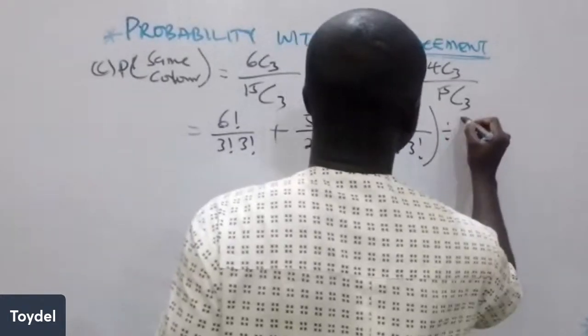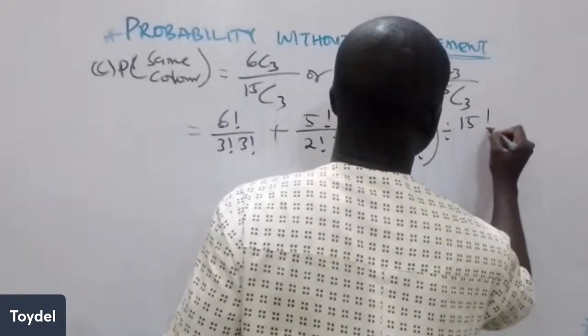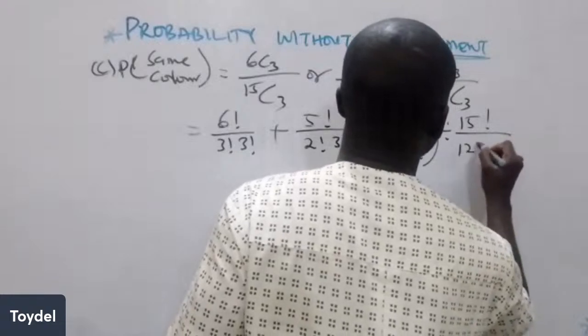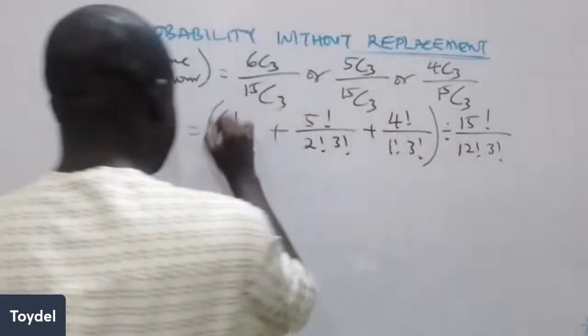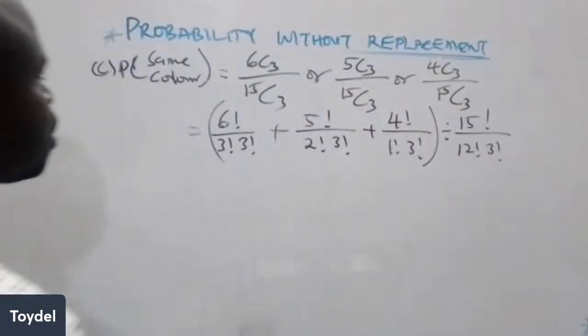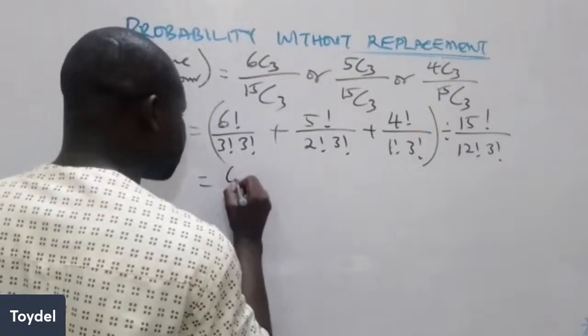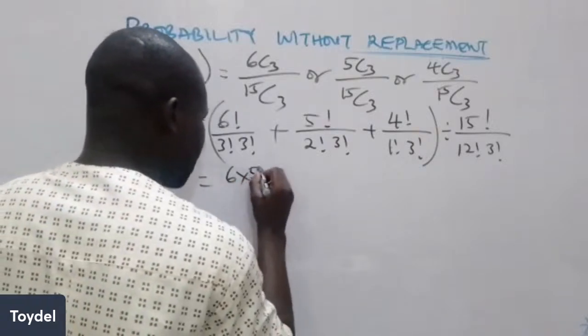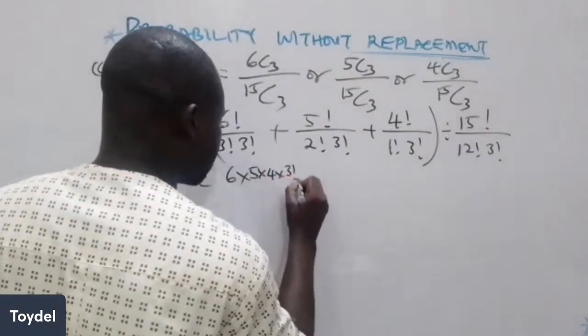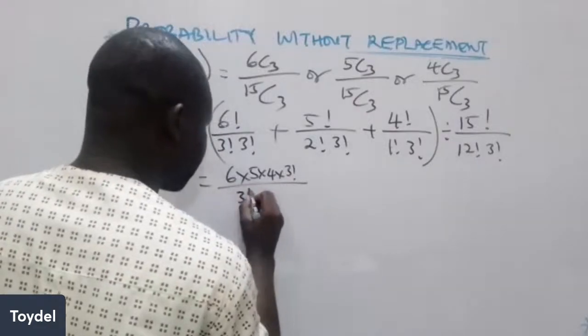Everything is now divided by 15 factorial all over 12 factorial, 3 factorial. That's what I'm going to get. I can actually combine everything. So from here, I'm going to have 6 times 5 times 4 times 3 factorial all over 3 factorial.